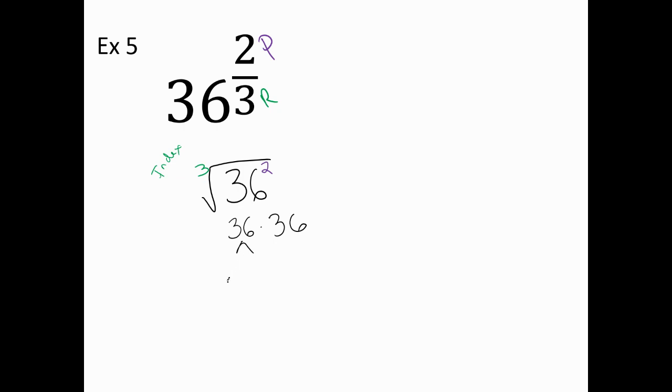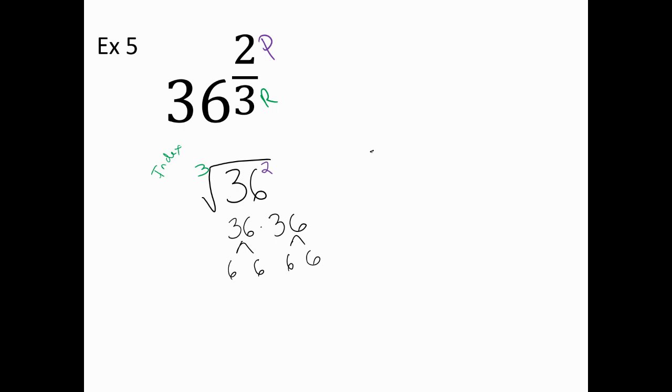And then we know 36 times 36 is 6 times 6, 6 times 6. So remember, since our index is 3, we need 3 of the same number. Well, we can stop right here. You can keep going on, and I'll show you how you can keep going on. But since we need 3 of the same number, hey, we have 3 of the same number.